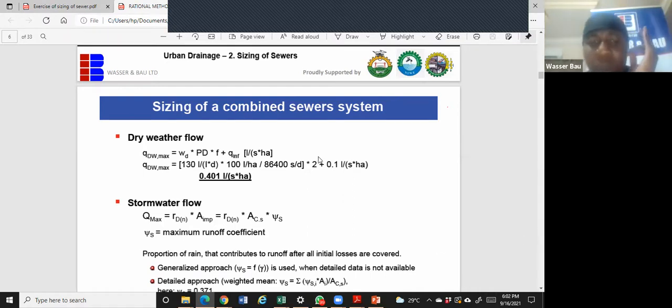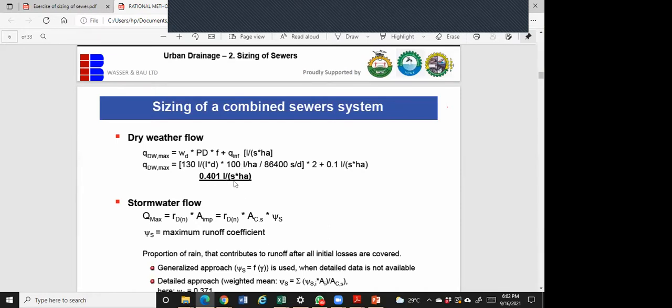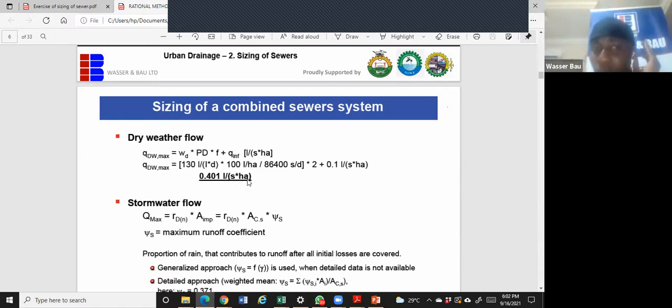So this is what I want us to understand now. This is how we generated our discharge per hectare for the sewer. So you can see that we make use of the wastewater from household, which we assumed to be 130 liters per capita per day.